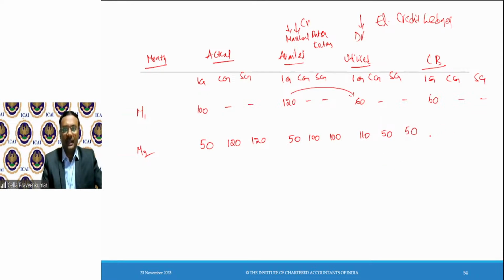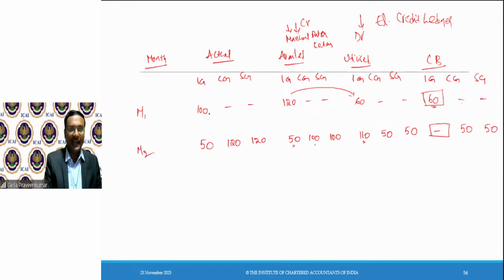And closing balance for the month: 60 opening balance plus 50 is 110, exhausted 110, so my closing balance will be nil for IGST. For CGST, opening balance is 0, input of 100 rupees, debit of 50 rupees, closing balance happens to be 50 rupees, and 50 rupees for SGST. This is how my closing balance is derived. Now, please look at month 2 closing balance, and month 1 closing balance.